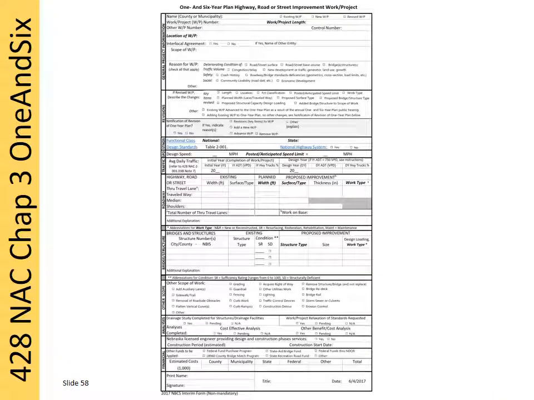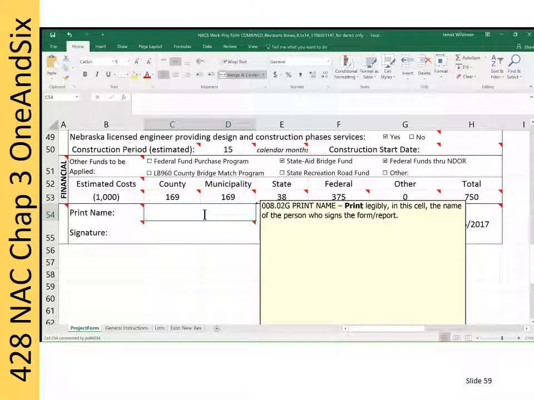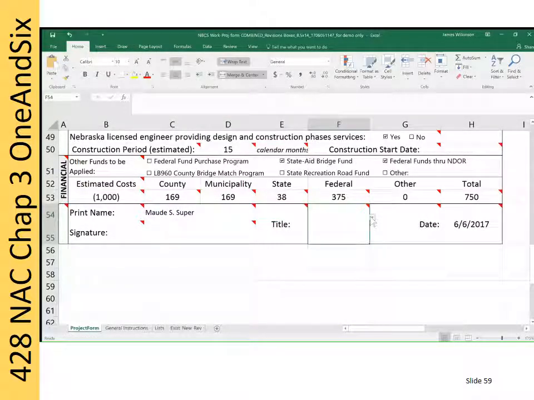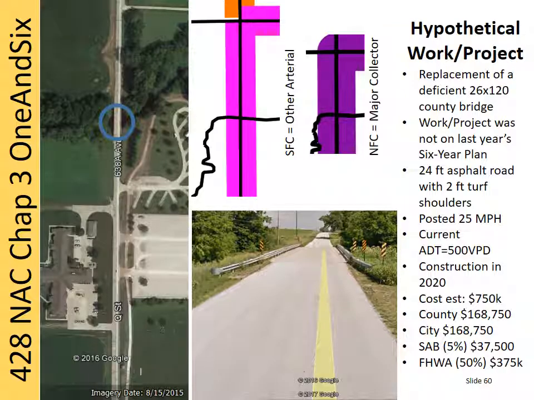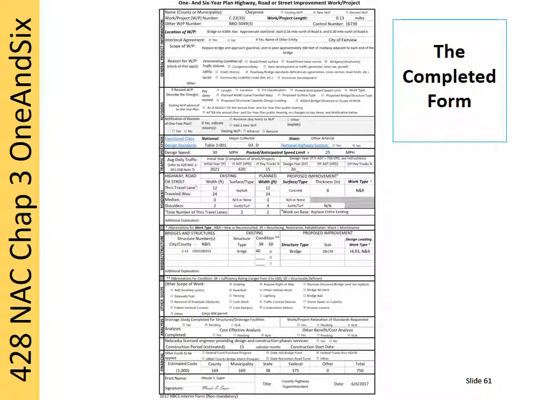Rows 54 and 55 of the spreadsheet are for signature and date. The instructions for these entries are on pages 26 through 28. The appointed superintendent signs. In the date field on the spreadsheet, there is a built-in formula to show the current date. We have gone through the proposed work project form from top to bottom using a hypothetical project. This is the document generated for the hypothetical project.